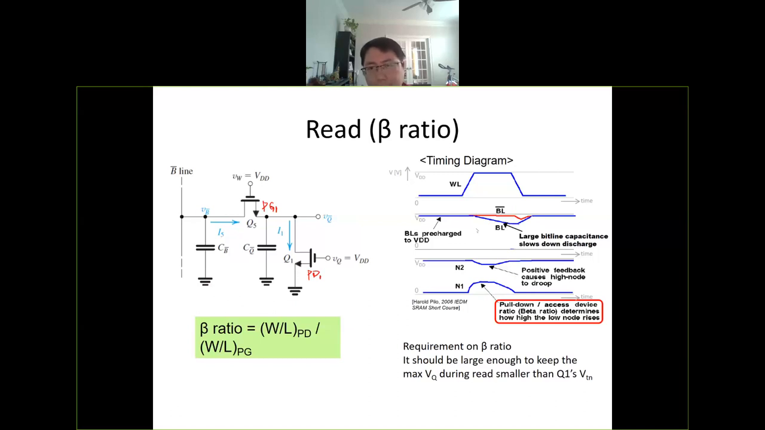Theoretically, you can pre-charge them to be any level, and then as long as bitline and bitline bar have the same level to start with, you will see the voltage difference. But if you pre-charge to be VDD, then the delta V, the margin, will be the largest when you have the decay of the voltage due to the discharging. So that's why we pre-charge both bitline and bitline bar to be VDD.